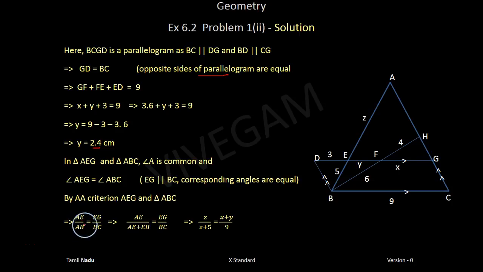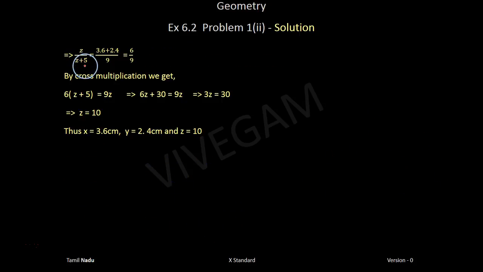I hope I don't need to explain the corresponding sides, right? So AE divided by AB is AE divided by AE plus EB. Now we substitute all these values. AE is Z, AE plus EB is Z plus 5, equal to EG, which is X plus Y, divided by BC, which is 9. Now you know the value of X and Y. Substitute, you will get Z by Z plus 5 equal to 3.6 plus 2.4 divided by 9, that is 6 by 9.